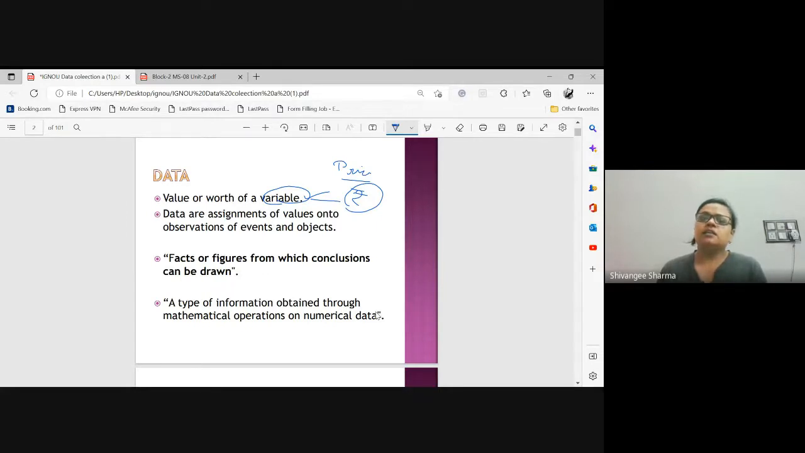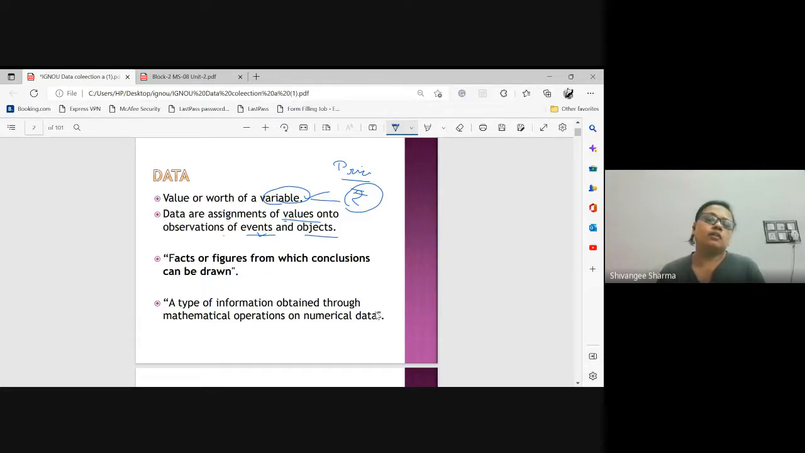Okay. And the data is generally in the form of numericals, or it is converted into numerical value. So data are assignments of value onto observations of events and objects, right? Events, like, suppose you are purchasing a product and there is a survey going on, and in the survey the question is asked whether you are satisfied or not with the purchase of the product, and the answer may be in the form of yes or no. So yes is one event and no is the second event. So this is what observation of events means.